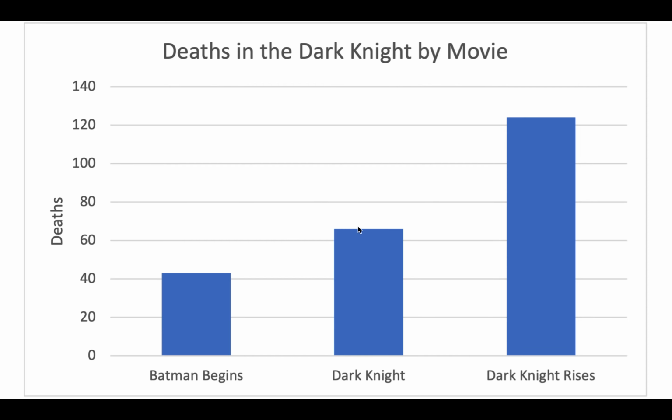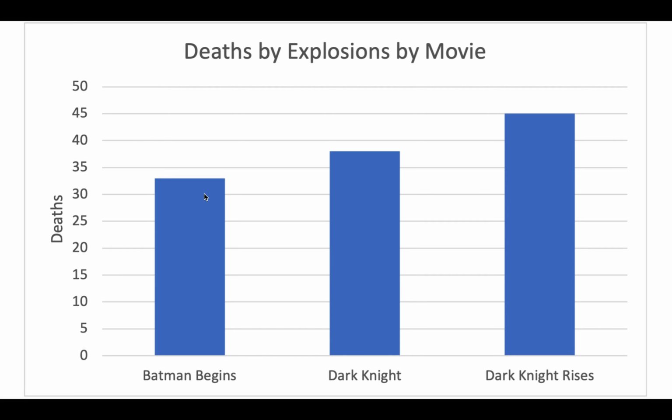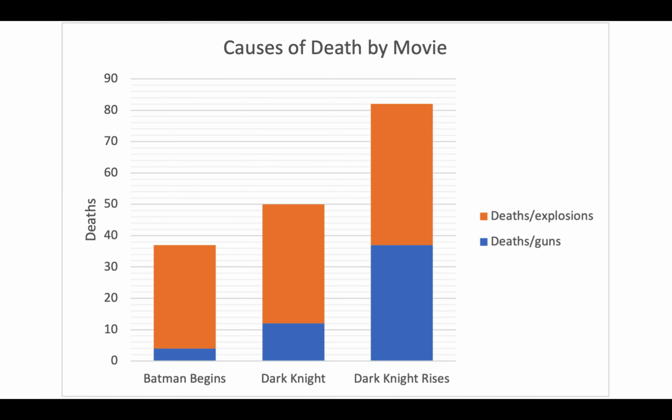It's kind of steady, and then it goes up drastically. And then you can see the different explosions in the movie. It goes up, but not by anything crazy, I feel like. And then you can see the causes of death by movie. These are the total deaths, and I put deaths by explosions, but whatever, anything besides guns.